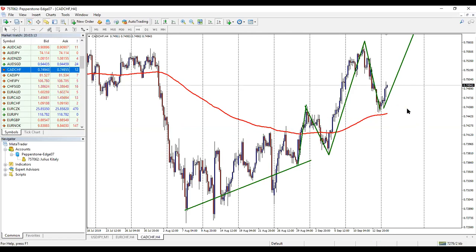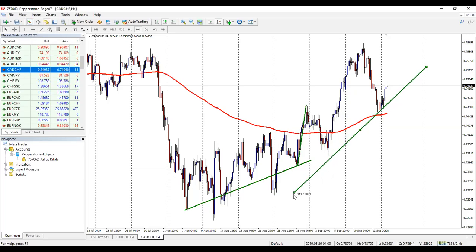So this one is an uptrend. Canadian dollar Swiss franc is an uptrend, and that is how we draw it. So at this level, guys, how do you now draw the trend line? You draw it like this, showing that this is now your uptrend.